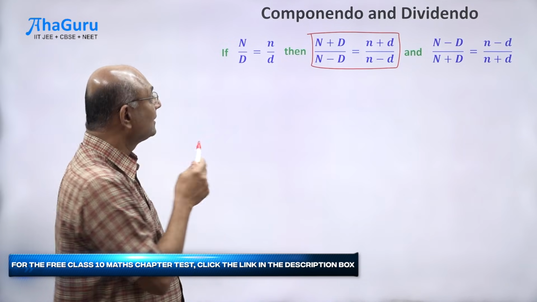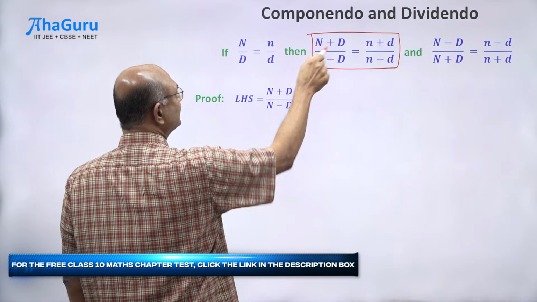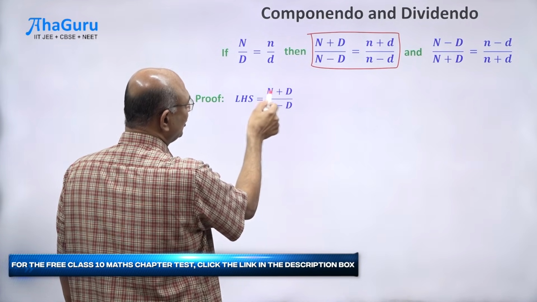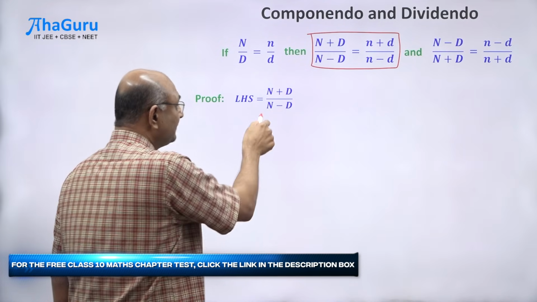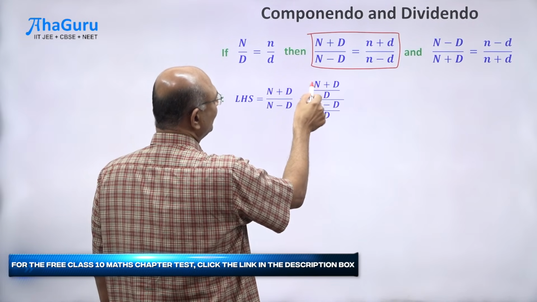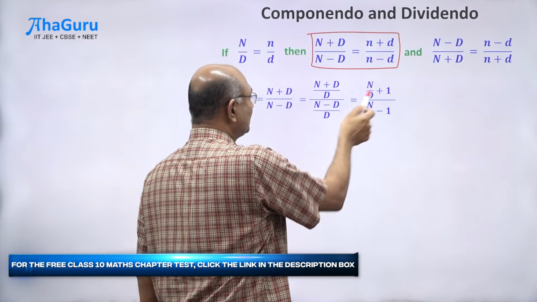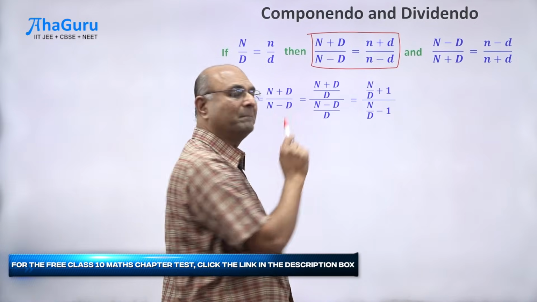How do I prove this? Very easy to prove. So let me start with the left-hand side. Left-hand side is n plus d by n minus d. So let us divide the top by capital D, and then we should also divide the bottom by capital D. So what is going to happen? I'll get n by d plus, what is d by d? 1. So I'll get n by d plus 1 divided by n by d minus 1.